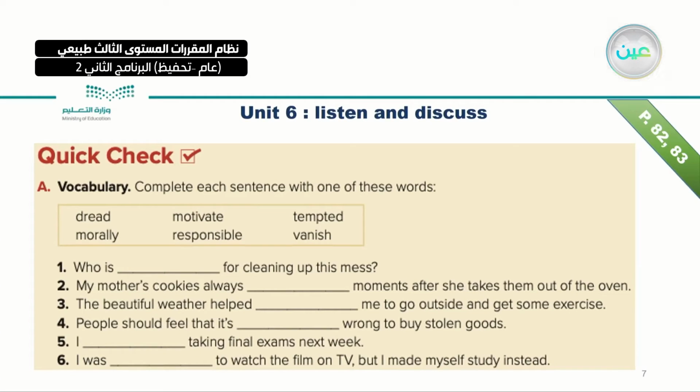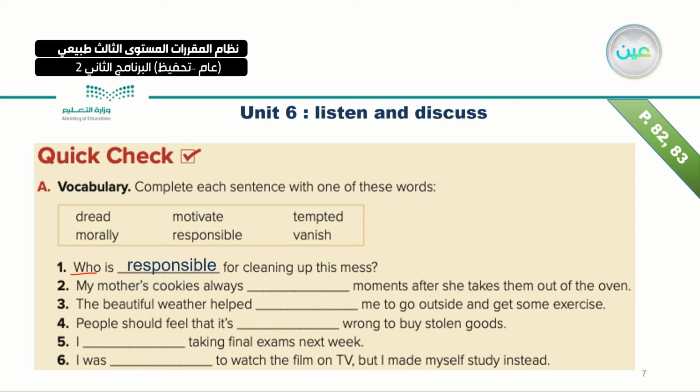Now, let's go to the quick check vocabulary. Complete each sentence with one of these words: dread, morally, motivate, responsible, tempted, and vanish, as you can see. Let's start with number 1. Who is? Using who, of course, we ask about people. Who is responsible for cleaning up this mess? Okay, so what do you think the answer is? Yeah, it is responsible. Who is responsible for cleaning up this mess?